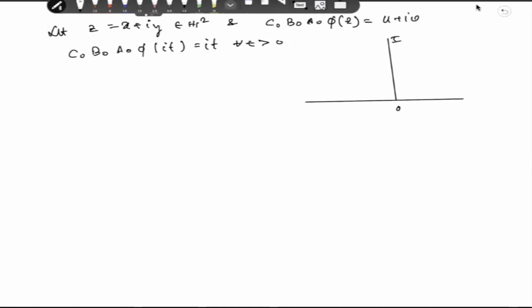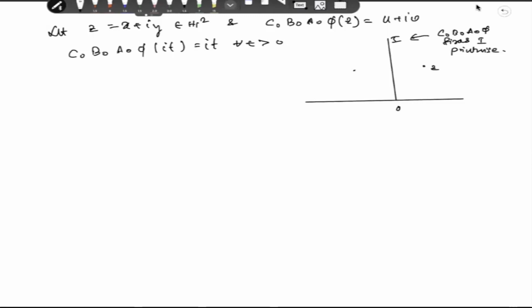So this is my imaginary axis I. So C compose B compose A compose phi fixes I pointwise. Now if I take some point Z here, the image of this Z, what we will prove is that it will either equal Z or it is the reflection with respect to the imaginary axis.